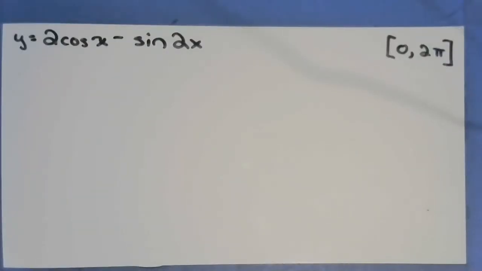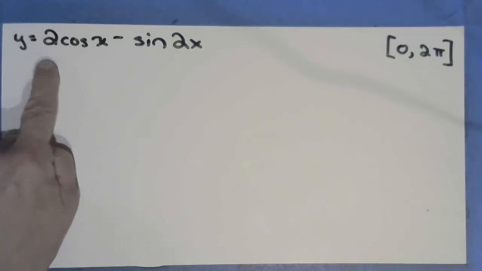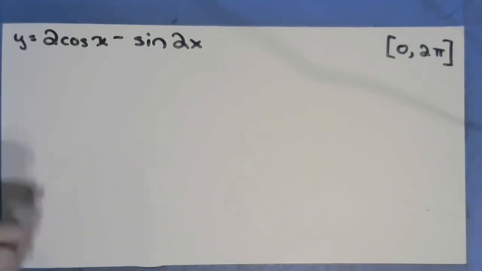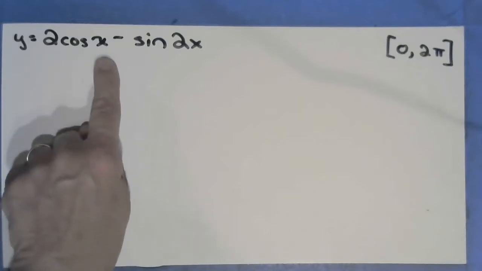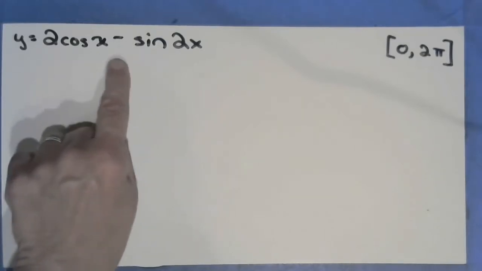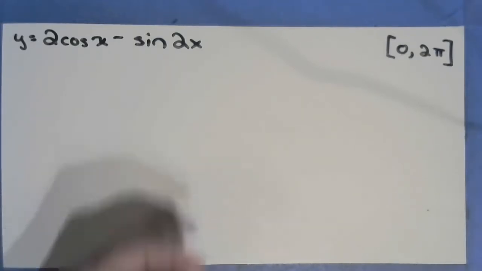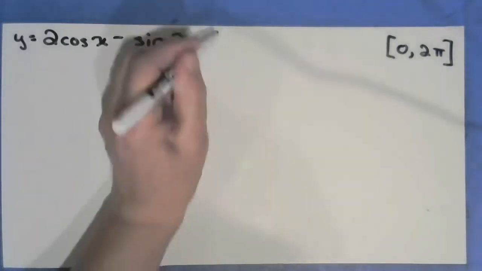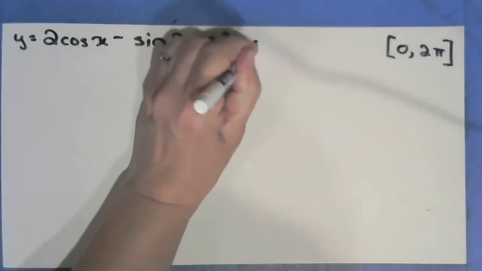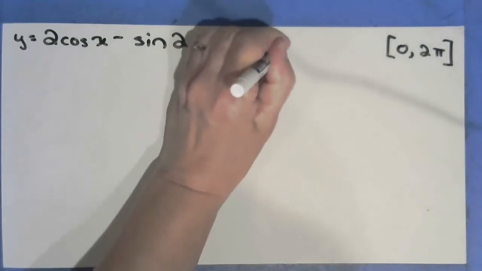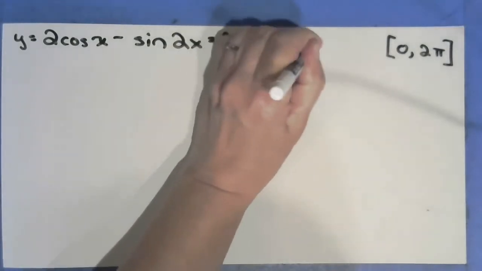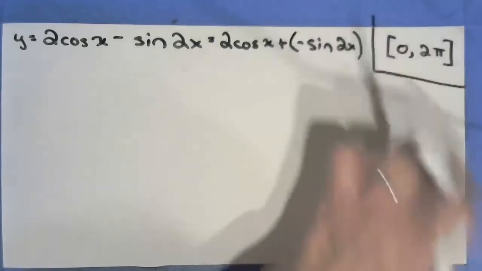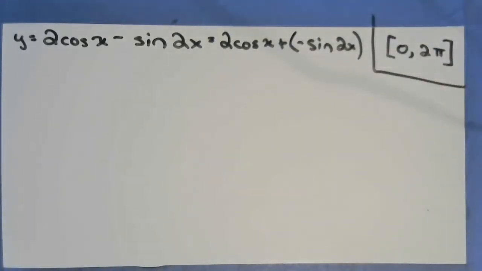We want to sketch the graph 2 cosine x minus sine 2x, first graphing 2 cosine x and the rest of it, and then seeing how to add them together. So the first thing I recognize is this is the same as 2 cosine x plus minus sine 2x. And we want to graph it from 0 to 2 pi only.